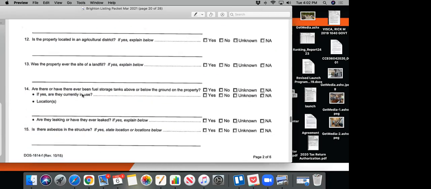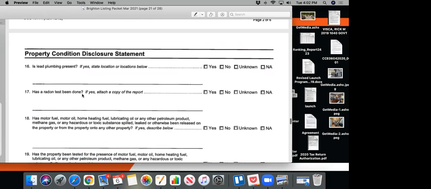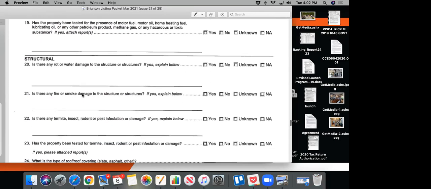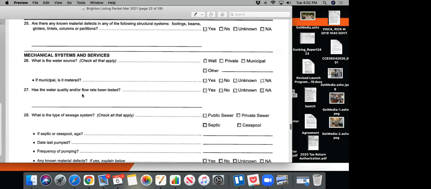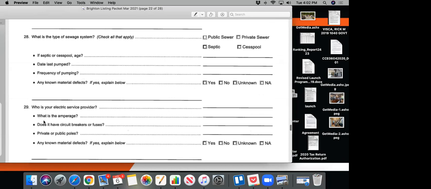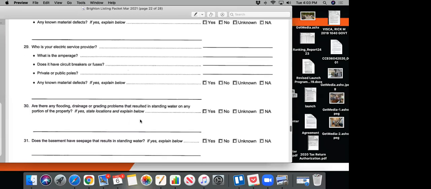A question that I always get asked that most sellers do not know is, what is the amperage of their panel box? I'll tell them to go downstairs, open up their panel box, look at the very top circuit, and on that circuit, there'll be a number engraved. It'll either say 100, 150, or 200. That's their amperage.